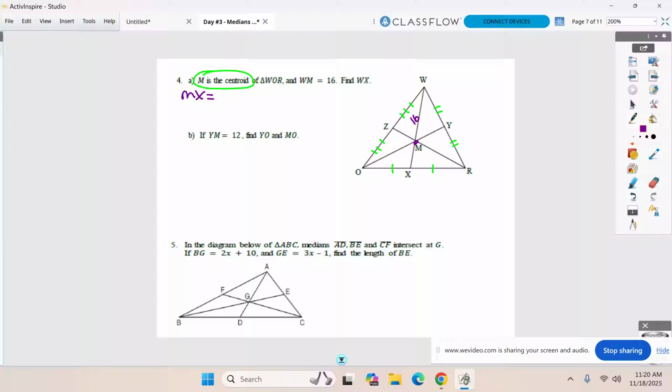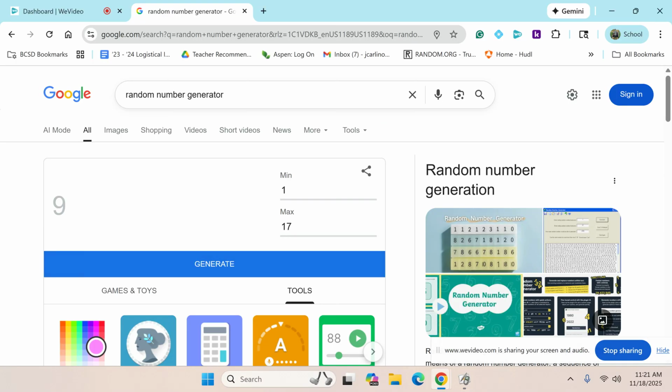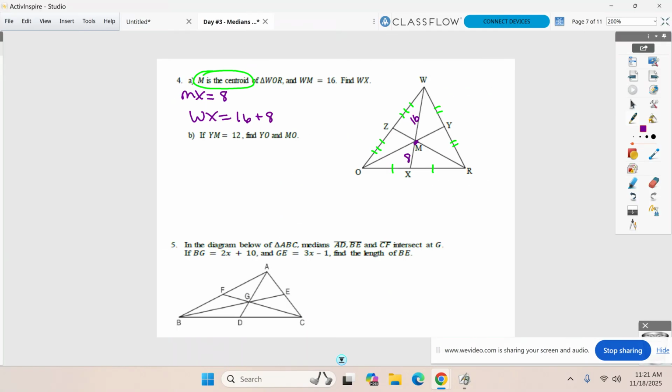Julia? MX equals 8, right? Again, the bigger part is always centroid to vertice. That's the double part. So that's 8, and now I can answer the question, which is WX. 16 and 8. How long is the whole thing there? Maddie, over to you. Is that a question or 24? Good. I know I didn't use your calc there, so you're like, did I get it right?